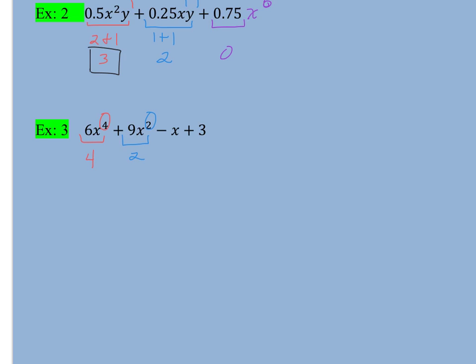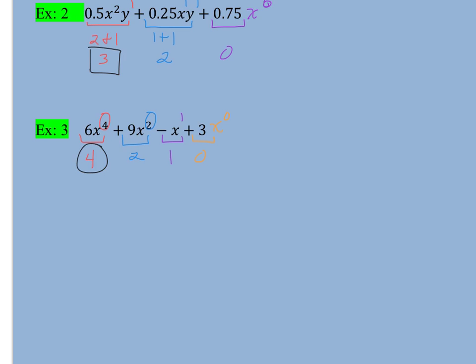The next term is negative x. We don't see the exponent, but it's understood to be 1. And the constant 3 doesn't have any exponent or any variables at all, so it again technically has x to the 0, which again all constants have a degree of 0. So out of those four terms, the 6x to the 4th has the highest degree, so the degree of the entire polynomial is 4.